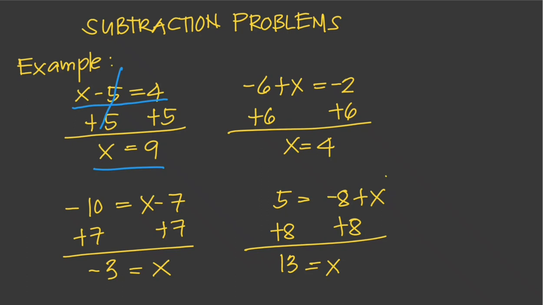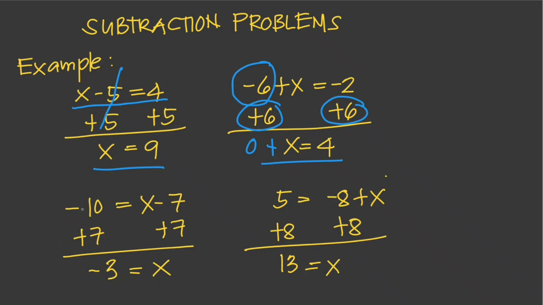Another example. Negative 6 plus x equals negative 2. Again, we want to get rid of the 6 here, so we just add 6 on both sides. So negative 6 plus 6 is 0. Then x, bring down x. Negative 2 plus 6 is equal to 4. So our answer is x equals 4.